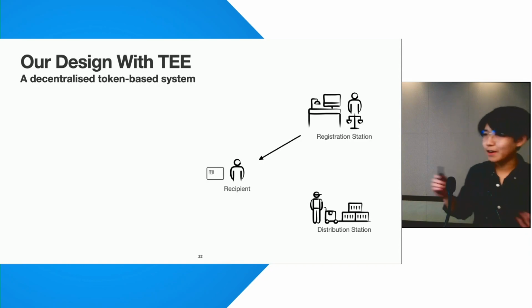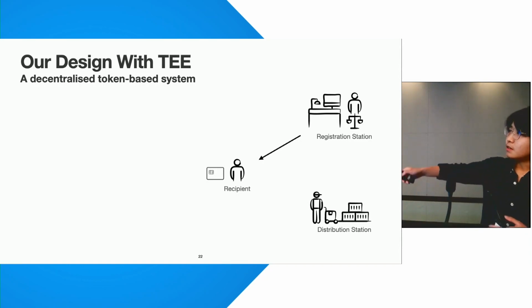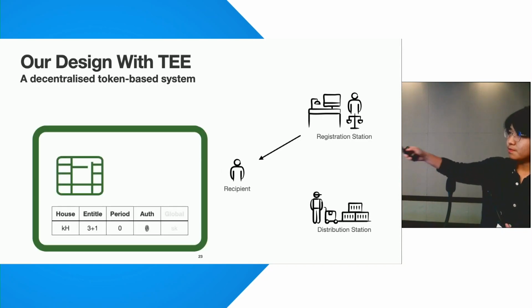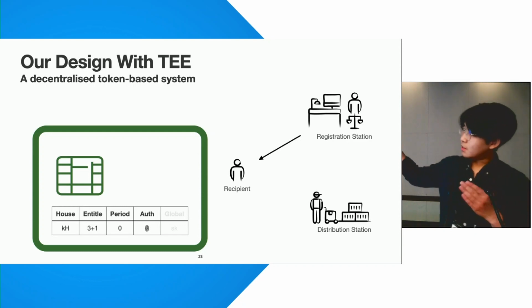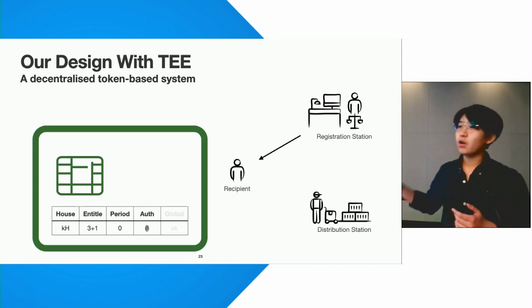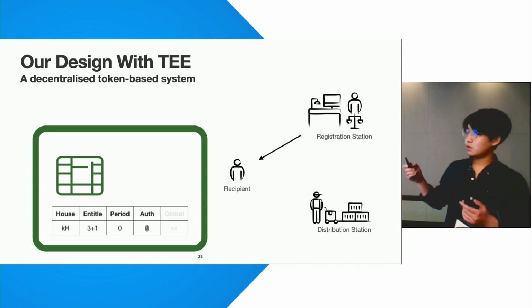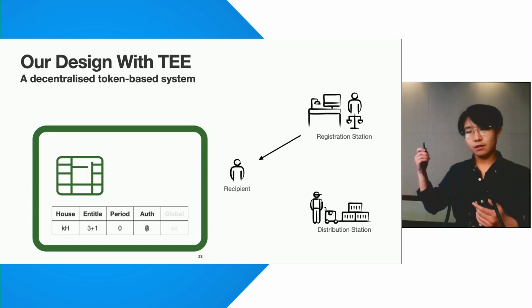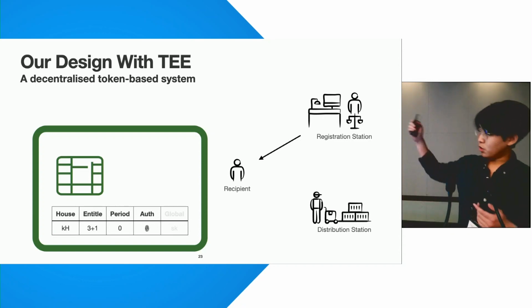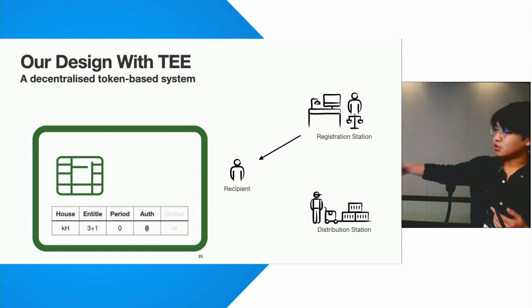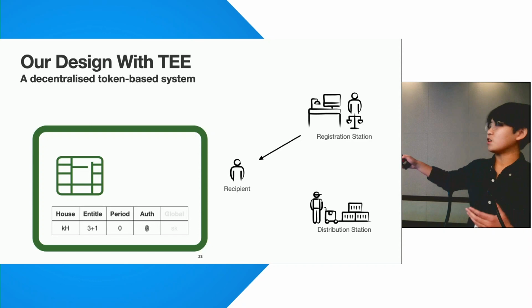So now let me explain how our design works. At the registration, the recipient will receive a card. After registration, the card will store the following information. First, it will have a household key, which is generated inside the card, unique per household. It will record the entitlement information. It will initiate a period counter, and it will store any authentication information needed.